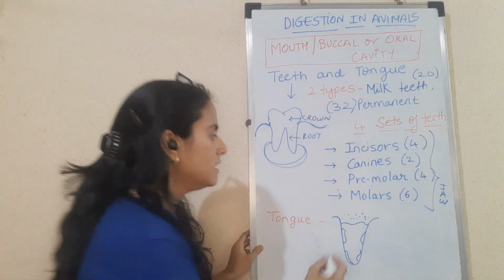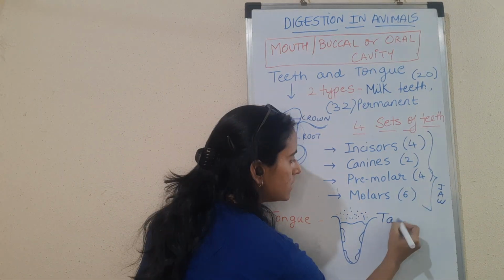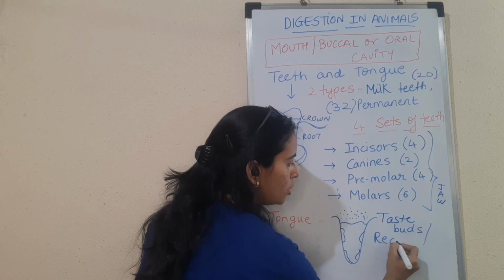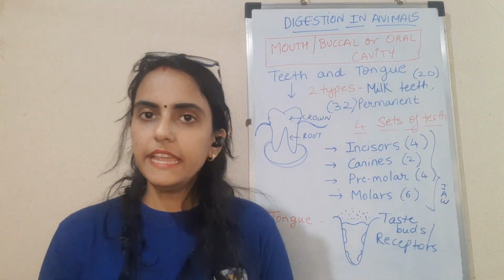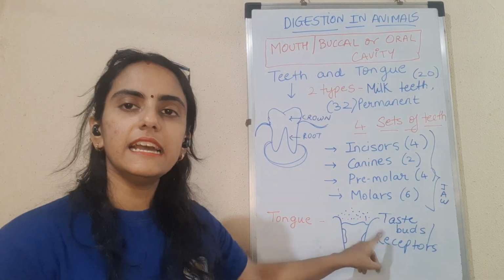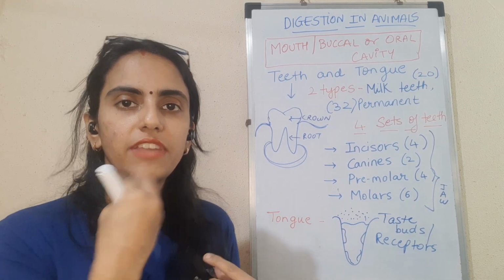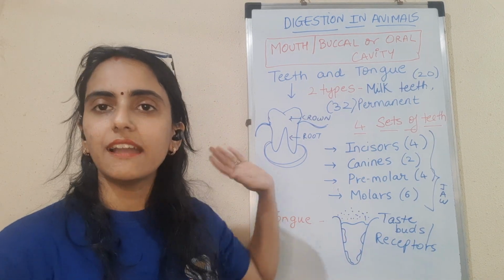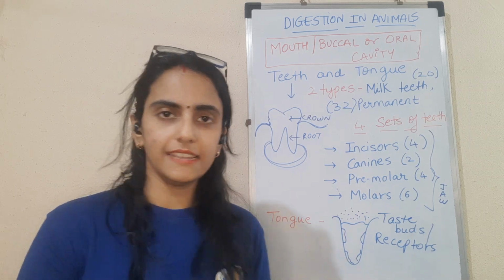Okay, on the tongue there are taste buds, or you can say taste receptors. They help us to receive the taste in any food substance that we are eating. Different areas of the tongue help us in recognizing different tastes in the food. Okay, so this is mainly about the tongue and the teeth that we need to know from the oral cavity or the buccal cavity, that is the mouth.